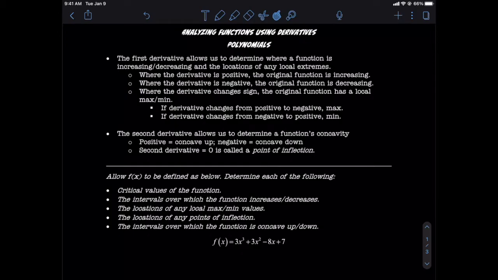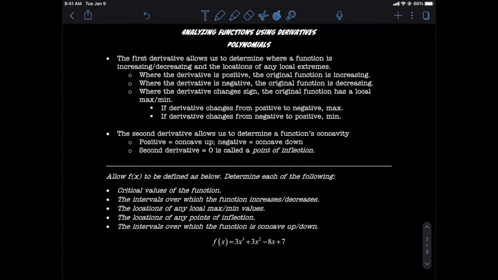Well, hi there. Today we're going to be talking about analyzing functions using their derivatives, with a special focus today on polynomials. To be successful at this task, we need to understand a few very key relationships between the derivative and the original function, as well as the second derivative and the original function. Maybe most important here, we understand that the first derivative allows us to determine where a function is increasing and decreasing and the locations of any local extremes.